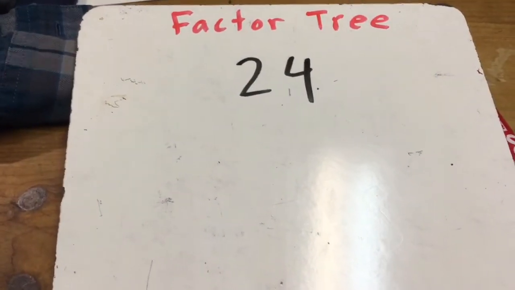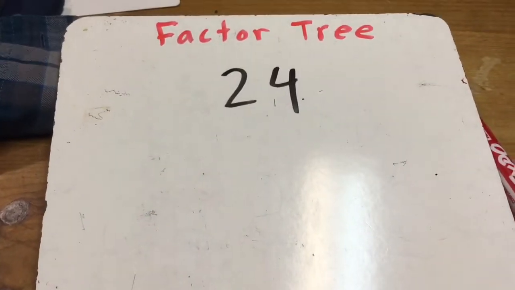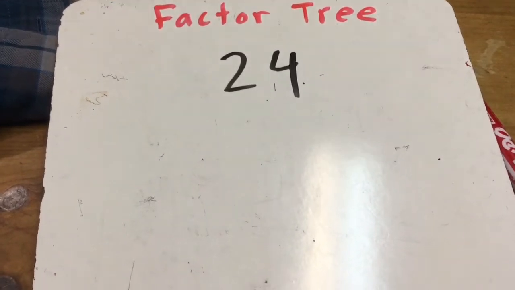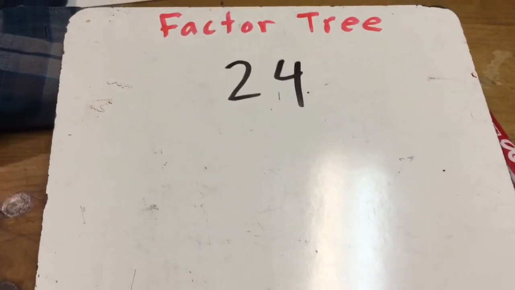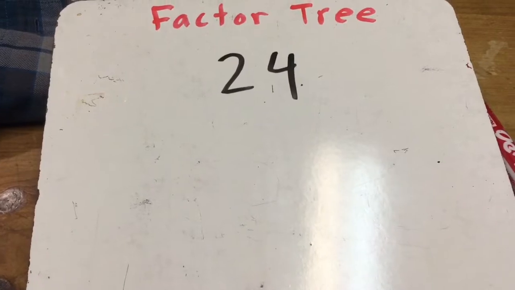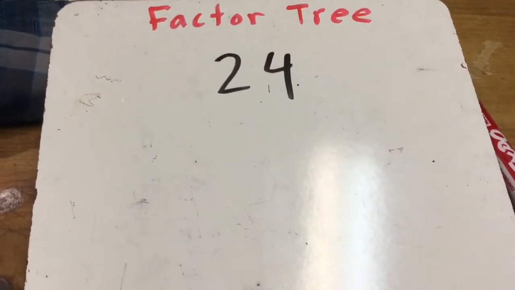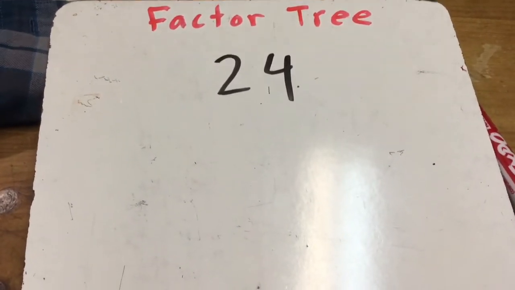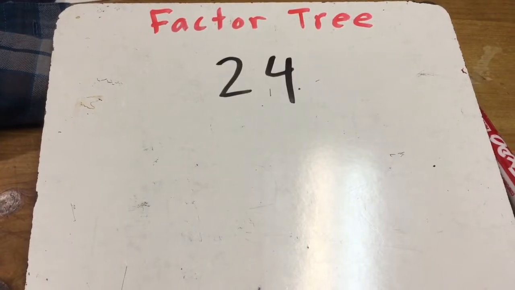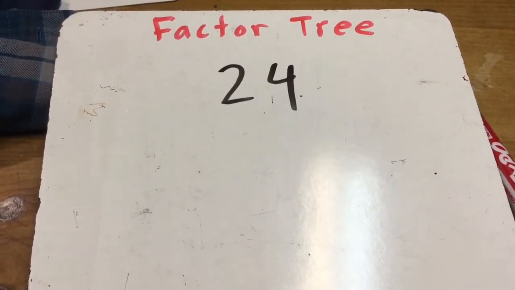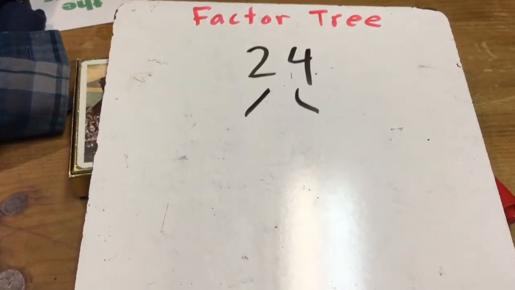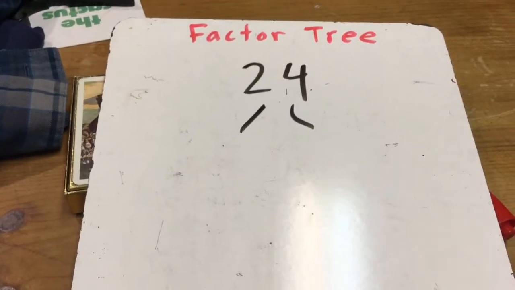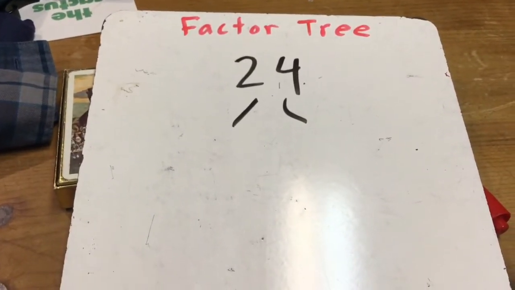Okay, the first number we're going to turn into a factor tree example is 24. 24 is not a prime number. You don't need to worry about that right now. We're going underneath 24, follow this first step. Put 2 marks under 24 like you're splitting it, okay?